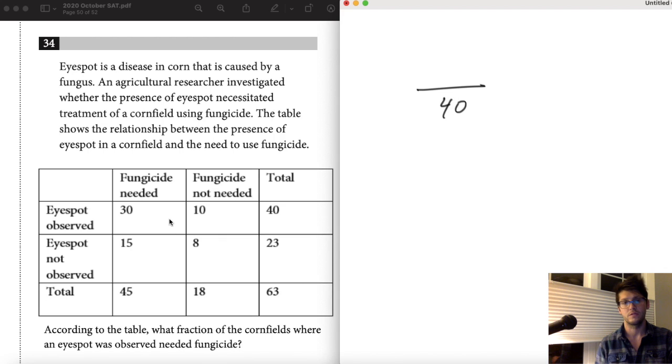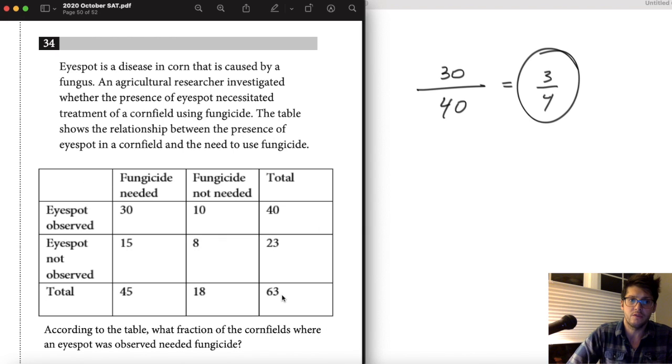You have to reduce in order to get the points on that question. So first I figured out what my total was. My total is the cornfields where an eye spot was observed. Eye spot observed here. Boom, the total is 40. This total is the total with fungicide needed. That's a different number. Of the 40 where an eye spot was observed, which ones needed fungicide? 30. Making sure there wasn't like a not needed bit.